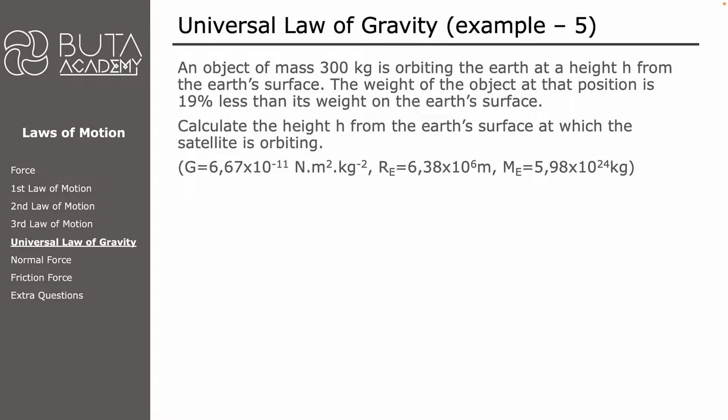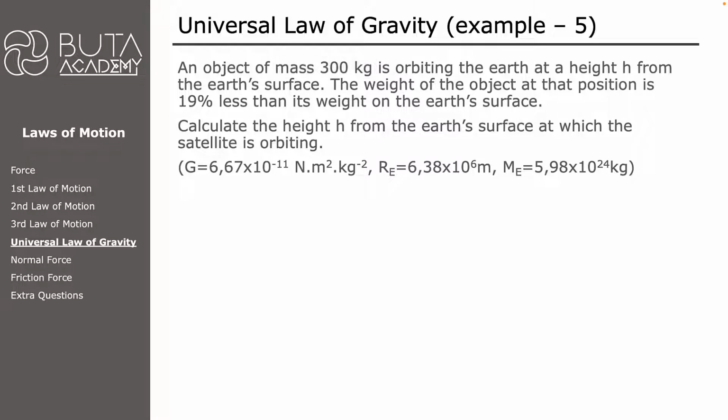Even though the next question is slightly more challenging than the one we have just solved, the solution will be very similar. According to this question, there is a 19% difference in the weights of an object on the surface of the Earth and while orbiting Earth. Our task is to calculate the height h from the Earth's surface at which the satellite is orbiting. Mass of the satellite is 300 kgs.